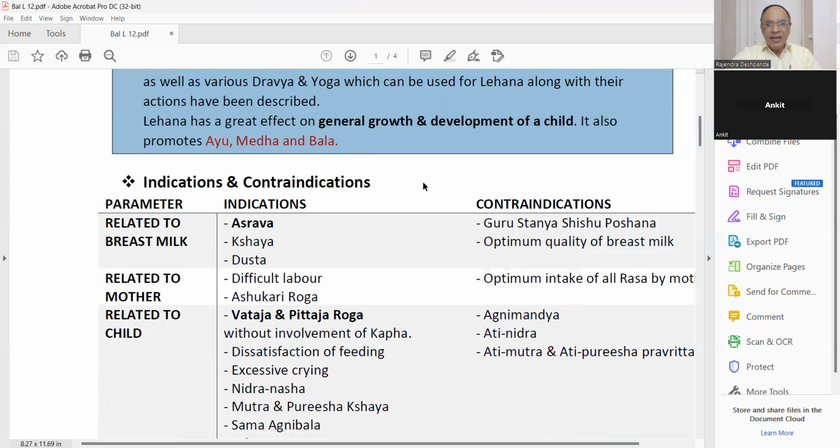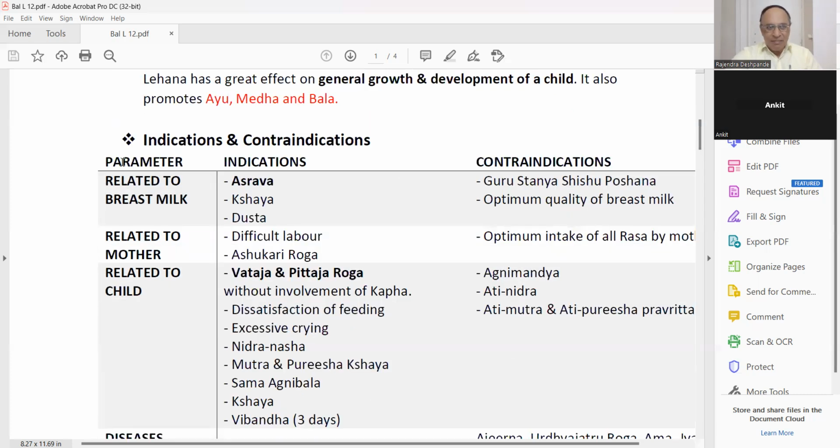Now, here are some indications and contraindications. For example, these are the parameters related to breast milk. For the first 6 months after the birth, what is the best food for the baby? WHO, World Health Organization, is saying breast milk is the number one food for the first 6 months of life of the baby. If there is no enough breast milk, asrava, then nutritional Lehana should be given to the baby.